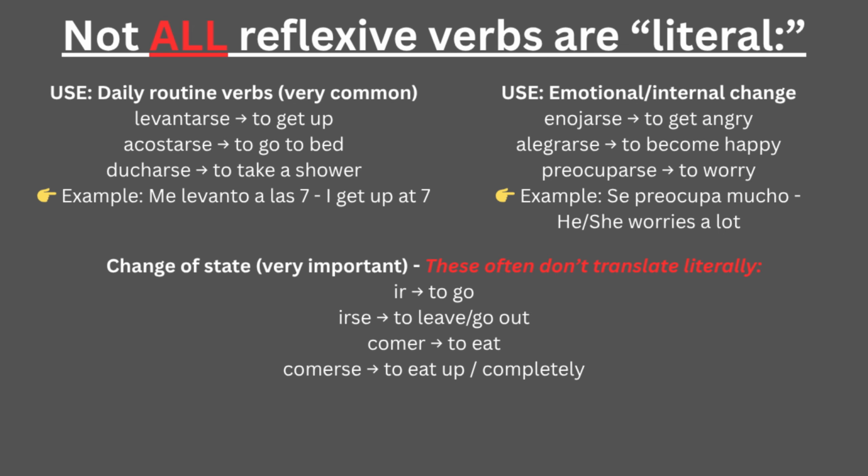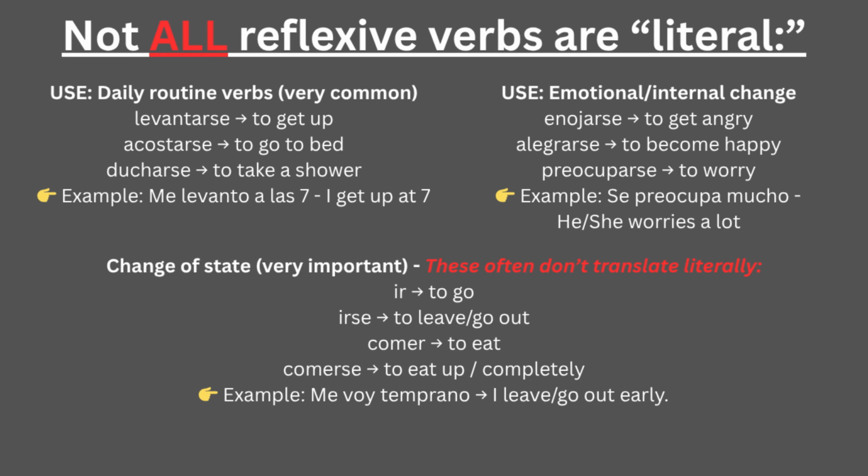At the same time, some verbs do not translate literally because they change meaning when they become reflexive, like ir, to go, irse, to leave or go out, comer, to eat, comerse, to eat up completely. An example is me voy temprano, I leave or go out early.